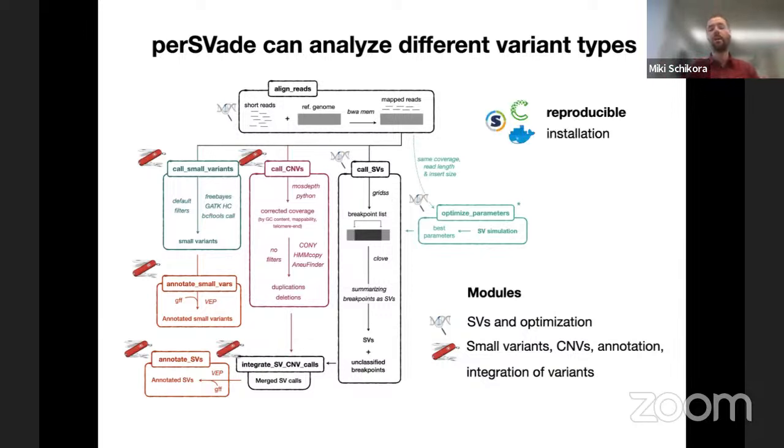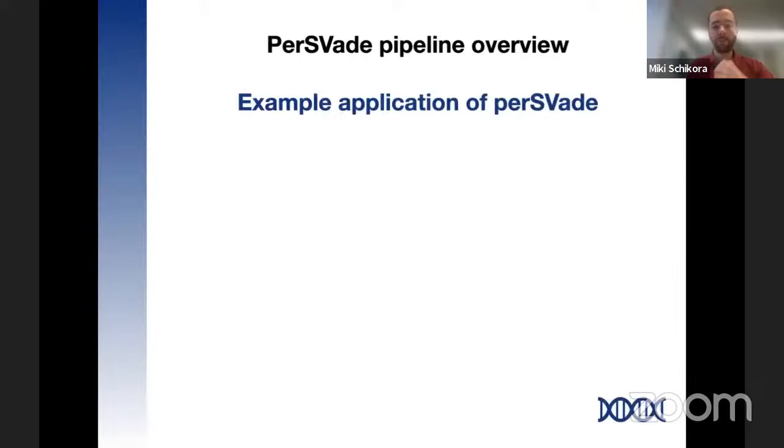And we built it in a way that has a reproducible installation, so that hopefully people can be using it and successfully identifying these different types of variants. This is something I'm going to be explaining more in the second part of the talk, which is the tutorial. But before that, I want to mention an example application of PerSVade, a study where using this tool was very relevant for the conclusions.